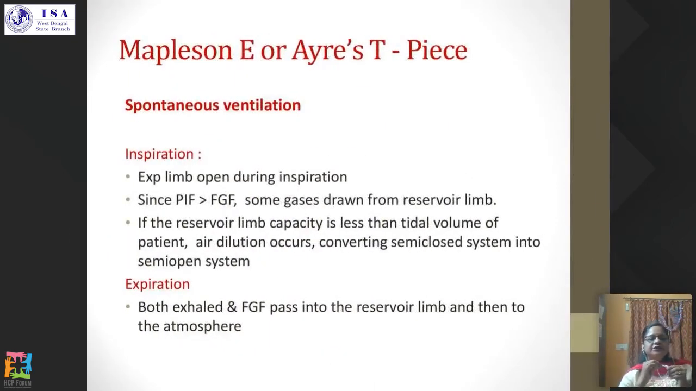Now, during spontaneous ventilation in inspiration, the expiratory limb opens during inspiration, and since peak inspiratory flow is more than fresh gas flow, some gases are drawn from the reservoir limb. If the reservoir limb capacity is less than the tidal volume of the patient, air dilution occurs. And during expiration, both the exhaled and the fresh gas flow pass to the reservoir limb and then to the atmosphere.